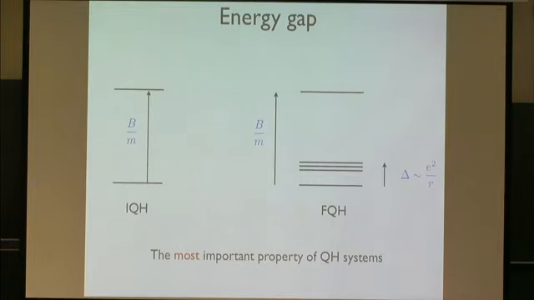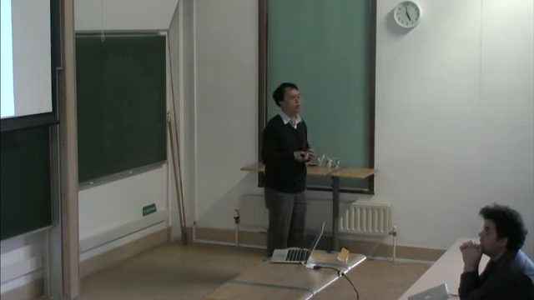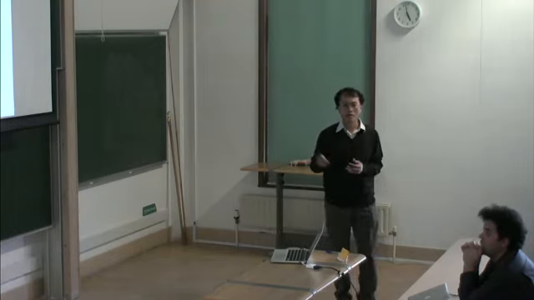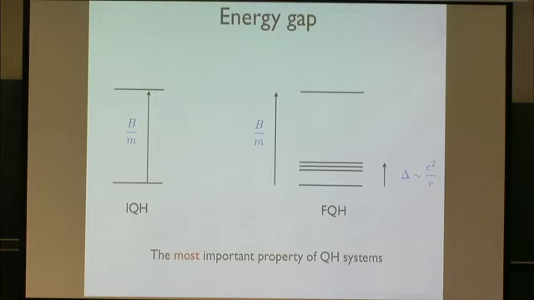So a little bit more about the energy gap. In the integer quantum Hall effect, the energy gap is nothing but just the distance from one Landau level to the next Landau level. And that distance is proportional to B over m, where B is the magnetic field and m is the mass of the electron. So in reality, it would be the band mass of the conduction electrons.